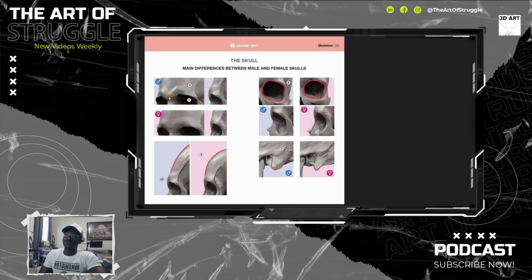For men, when you're looking at their brow, you can see how much more pronounced that brow is than women's. It's a little smoother for women. And this is in general. This isn't true for every single one. There are exceptions to the rule. And for the top of the skull, for men, it's a little flatter, and for women, it's generally a little more round.